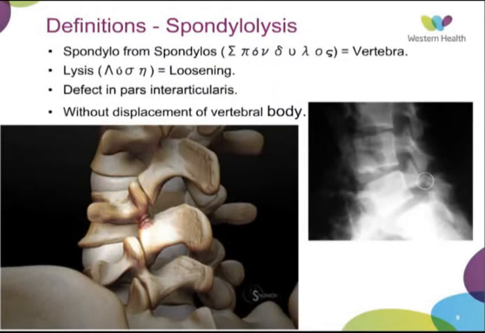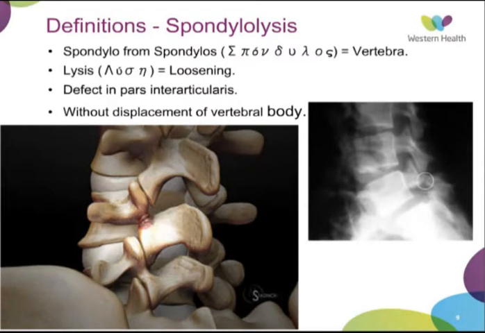Some definitions. Spondylolysis comes from the Greek word spondylo, which means spine or vertebra, and lysis, which means loosening. So putting the two words together, loosening of the spine. It's a defect in the pars interarticularis, as I showed before, without displacement of the vertebral body. So spondylolysis is the presence of the defect without any movement of the vertebral bodies on each other.